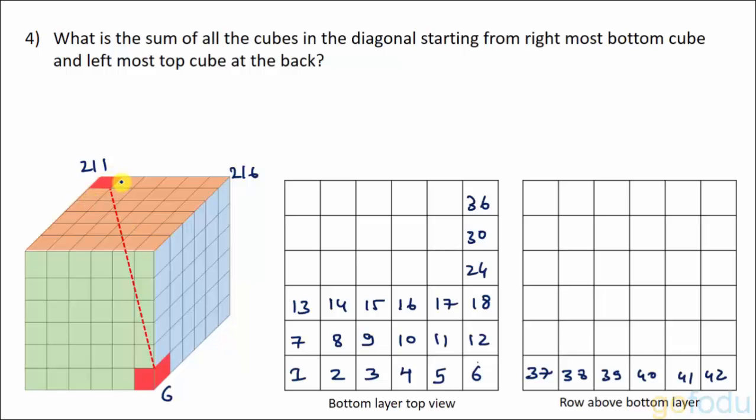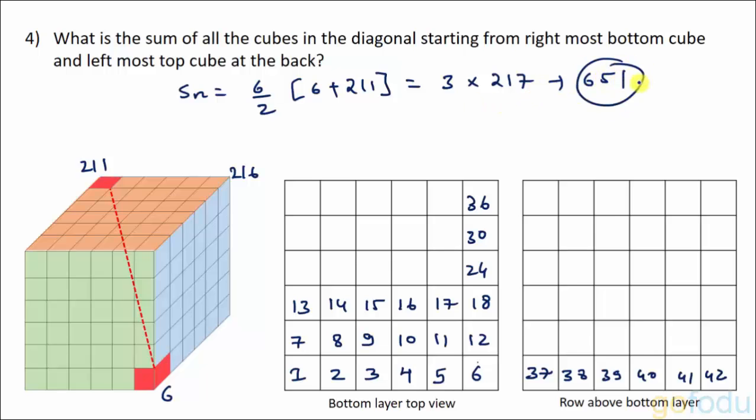Number of terms will again be 6 as we are considering 6 layers and we are taking one cube from each layer. So sum will be 6 by 2 into (A is 6 and L in this case is 211). So we get 3 into 217, which finally gives us 651 as our final answer.